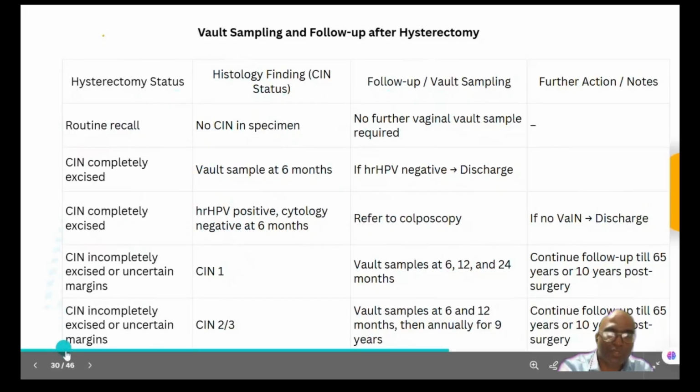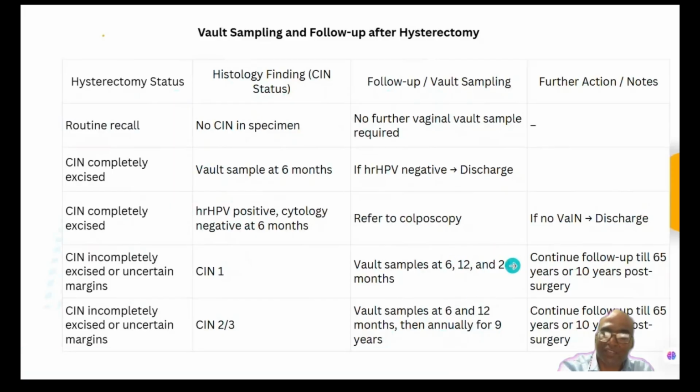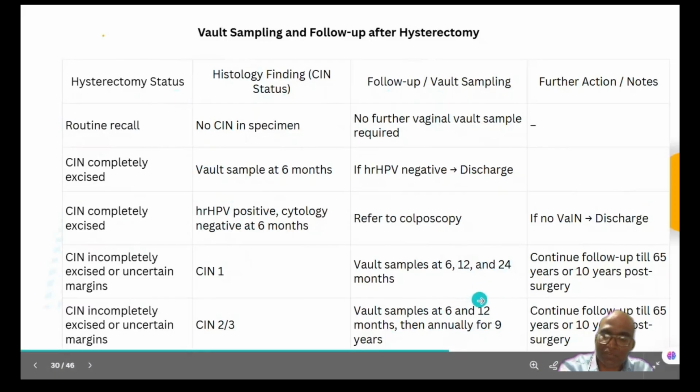Now, the next scenario, you have CIN which is incompletely excised or uncertain margin, but it is a CIN 2 or 3 that has a high chance of recurrence. You will take the sample at 6 months, 12 months, and then annually for 9 years. So here at 6 months, 12 months, 24 months, but after that she will go for routine recall. Here it is 6 months, 12 months, and then she will go for annual recall for 9 years, and this follow-up will continue till 65 years or 10 years post surgery. Even if she crosses 65, the 10 years follow-up will continue.